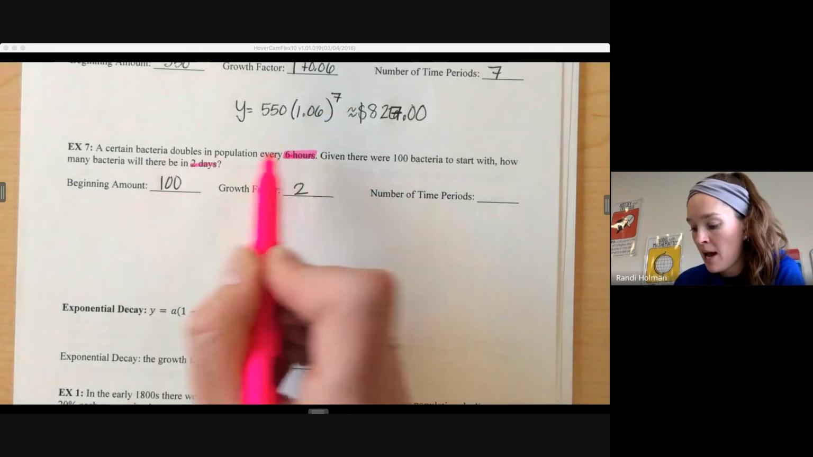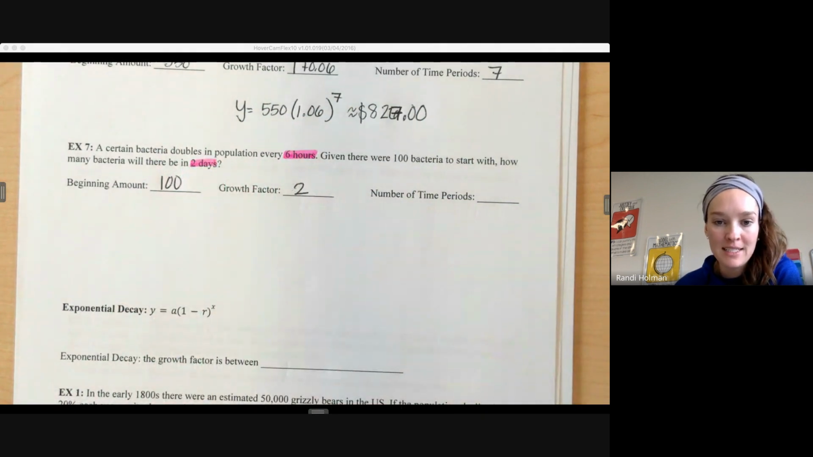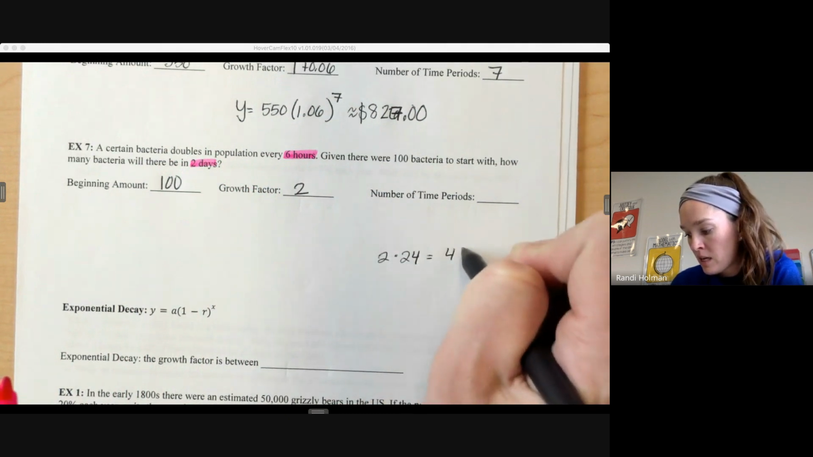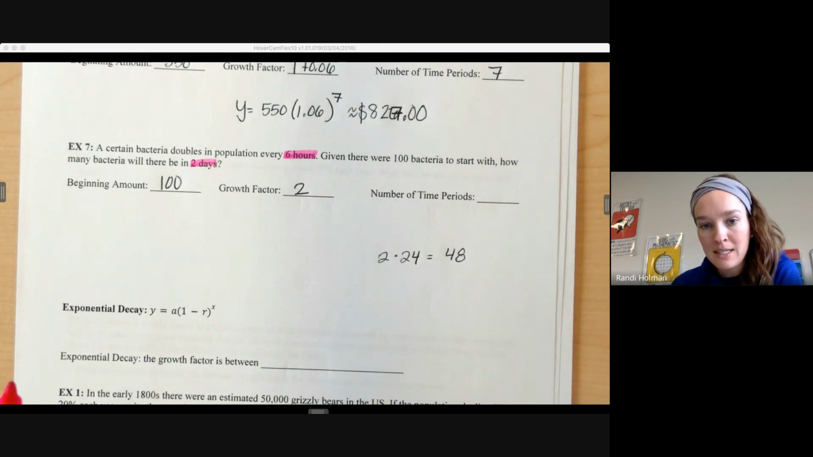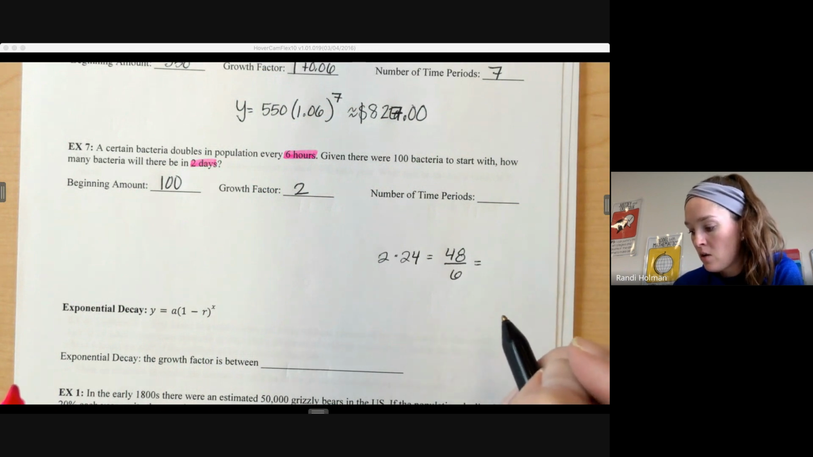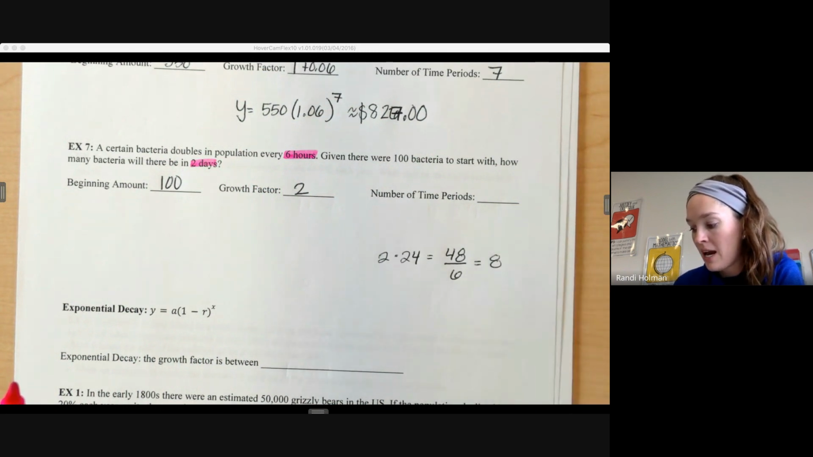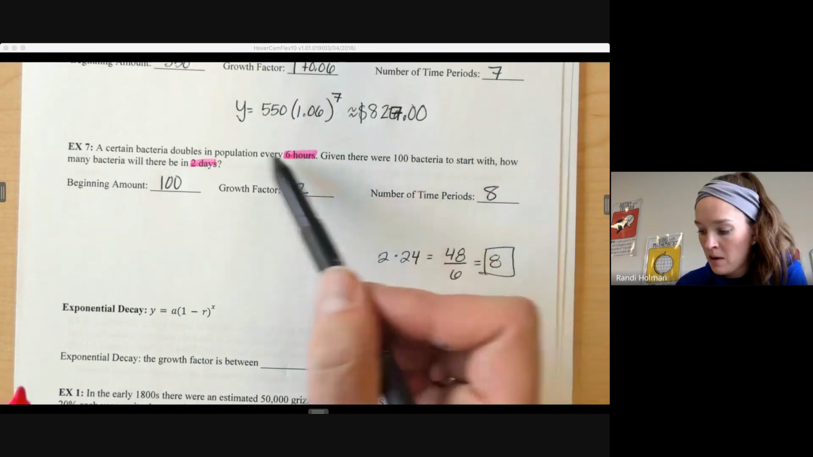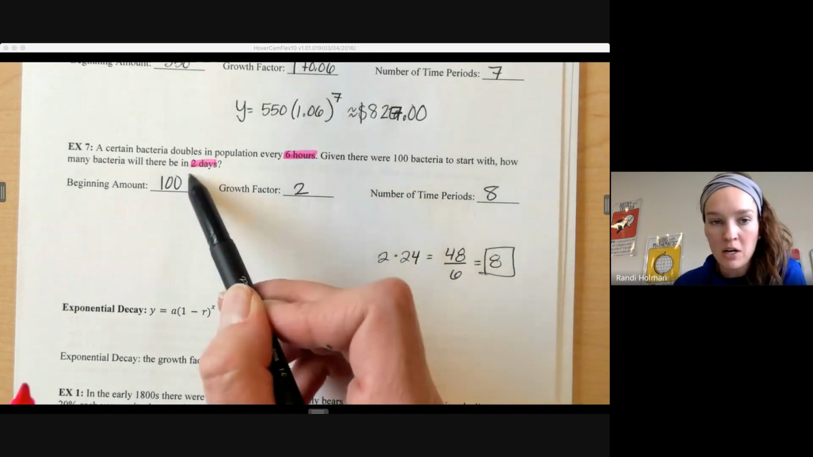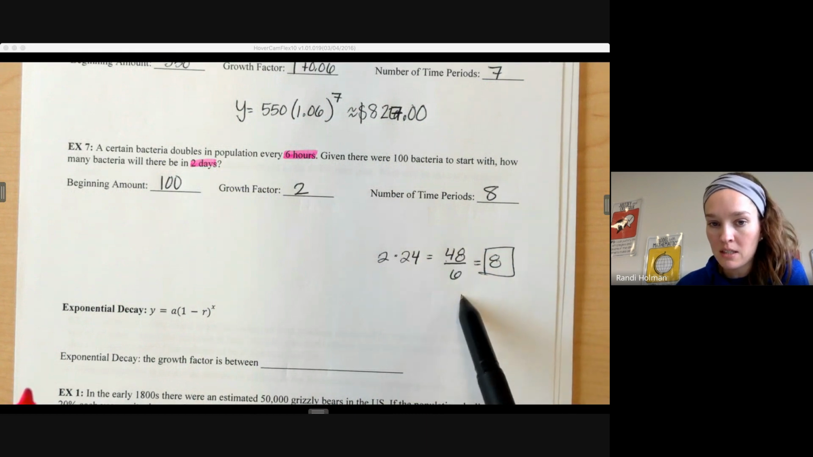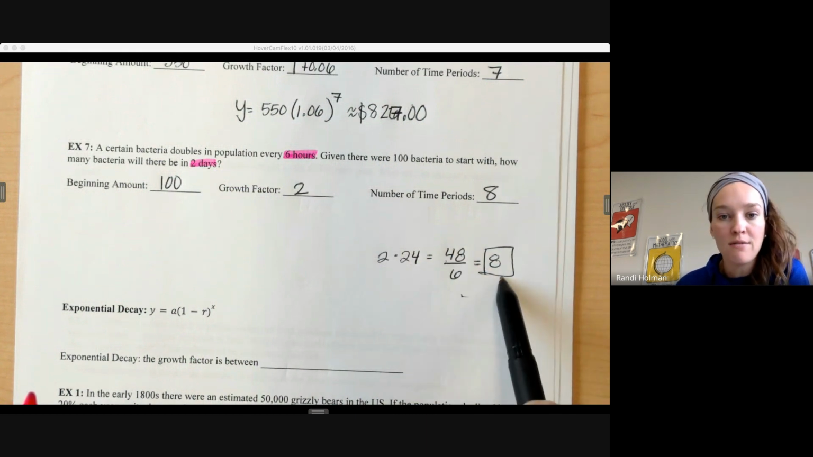Those do not match. So I need to figure out how many 6-hour time periods there are in 2 days. So 2 days, 24 hours each day, is 48 hours. How many 6-hour time periods in that 48? If we divide 48 by 6, we get 8. So 8 time periods is going to be our answer there. Because these don't match, I have to figure out how many groups of 6-hour time periods are within 2 days. Those 48 hours, if we split them up into 6-hour time periods, there are 8 of them within those 2 days.